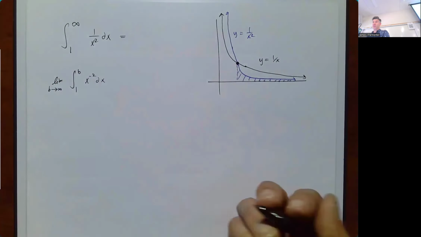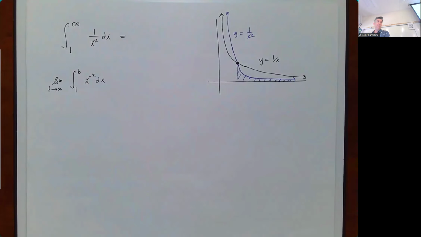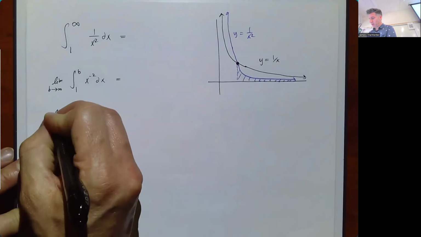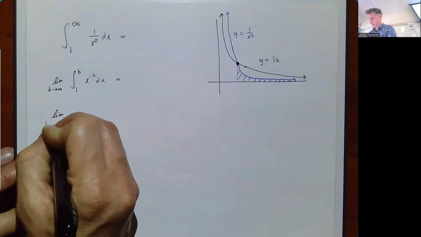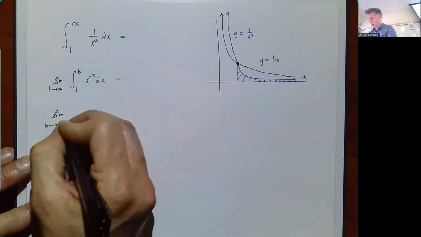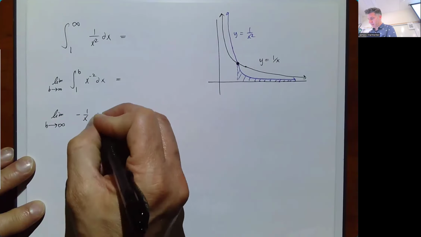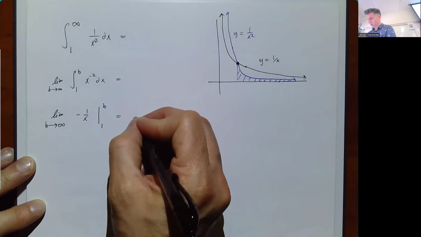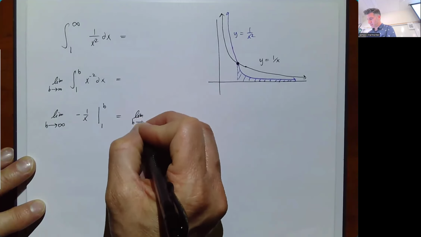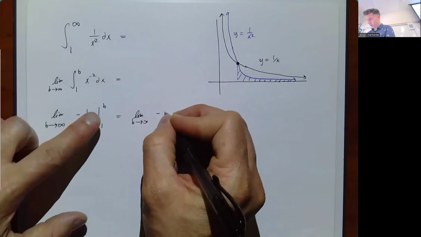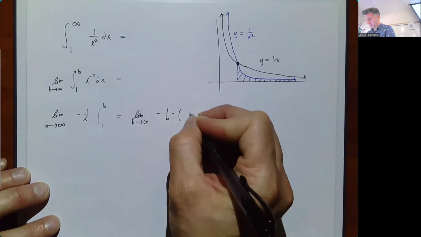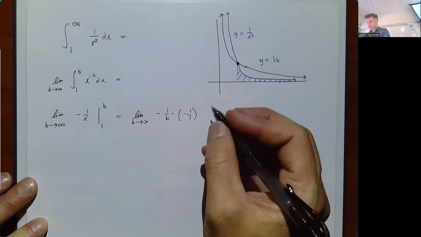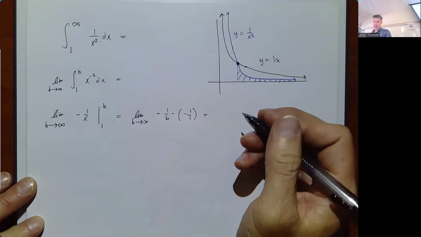We already did the integral of x to the negative second, and it ended up being negative 1 over x. That's why I did those first two problems. So this is going to equal the limit as b goes to infinity of -1 over x evaluated from 1 to b. We plug in those limits of integration. B first, 1 second, so we get -1 over b minus -1 over 1.